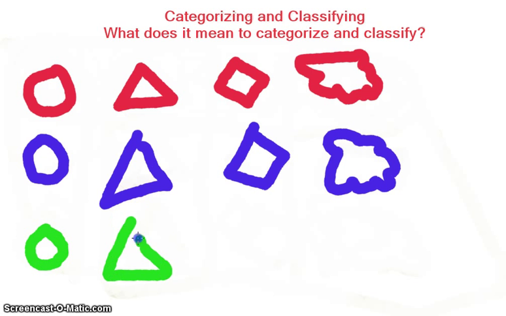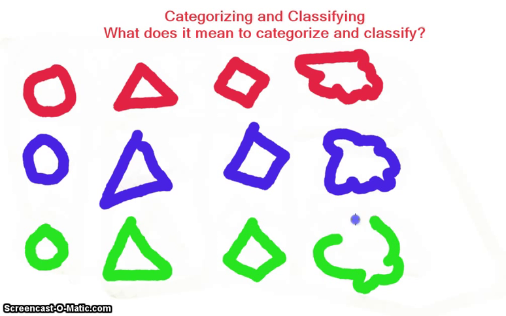Now, there are several ways that these toys could be classified and categorized. The toys that you see here that I just drew are the toys that I would see if I walked into this kindergarten class with the students who are sitting at the table playing. I have a pink circle, pink triangle, pink diamond, and what looks like a pink cloud. I have the exact same shapes in purple and the exact same shapes in green.